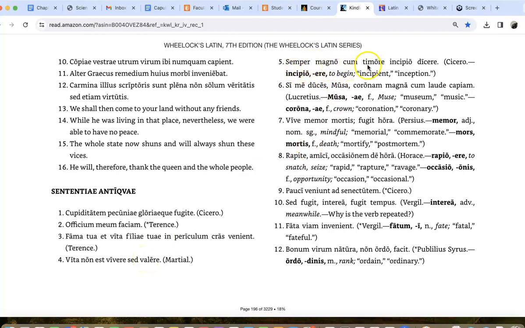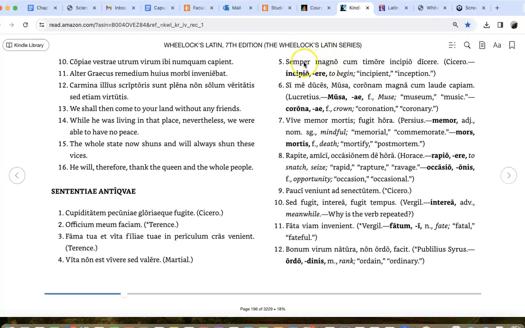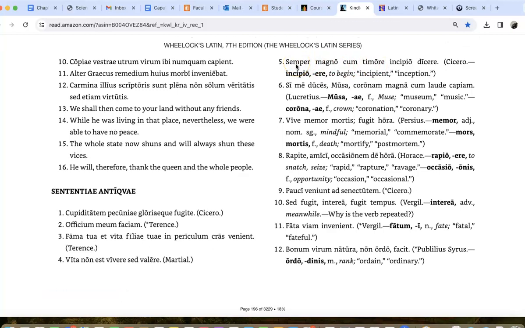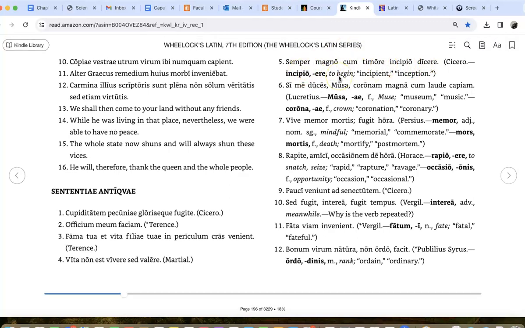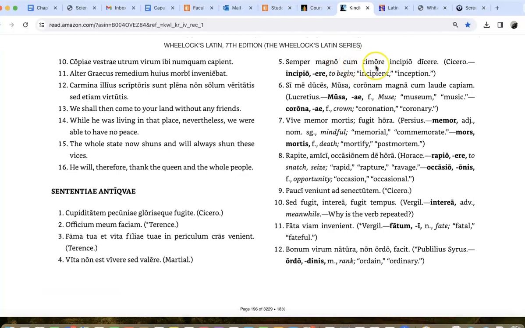Quoniam semper magno cum timore incipio dicere. So here's the great Roman statesman, rhetorician Cicero. Even he got nervous, apparently, speaking before large crowds. So once again, you probably are going to have something like this: always great with fear, I begin to speak. But then we have to sort of manipulate it and play around with the language so that we can make sense of the grammar and the translation.